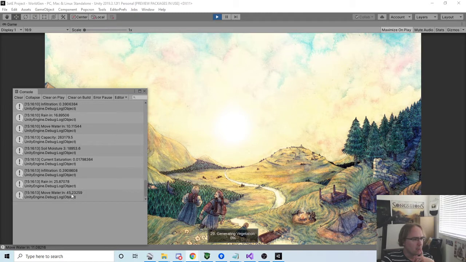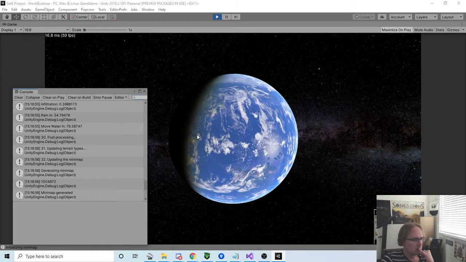Move water in. That's interesting. There we go. Capacity. Swell moisture. Whoa! Alright, it's picking up some water now, that's for sure.